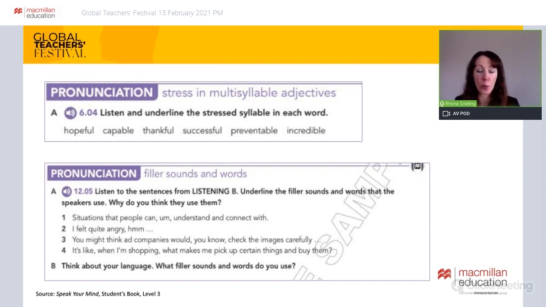Okay, so let's look at the top one. And this is syllable stress again, and we're in multi-syllable polysyllabic adjectives. All of these words the students have already met in the reading, so they're not new words. They're there for a reason. The students need to know how to say them.